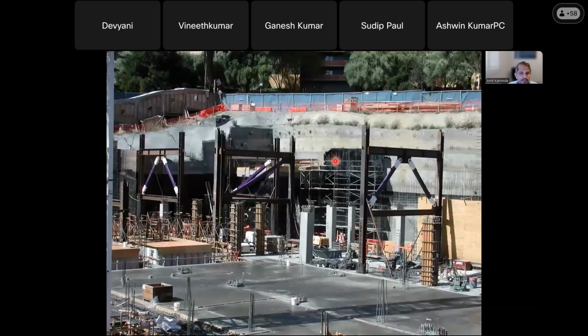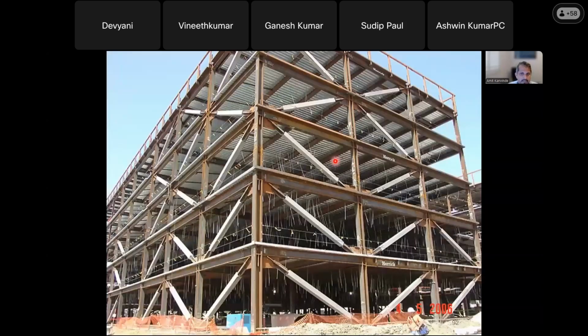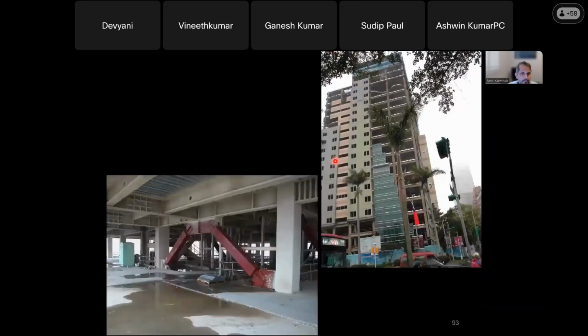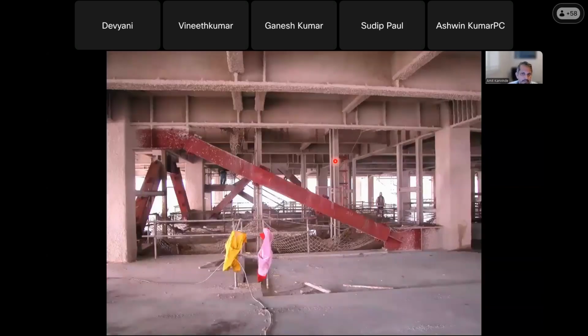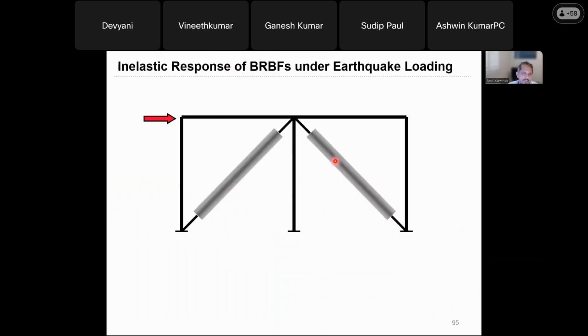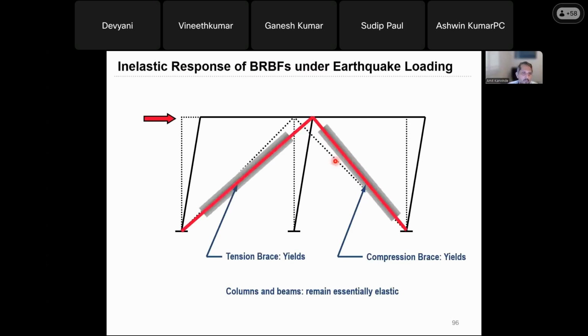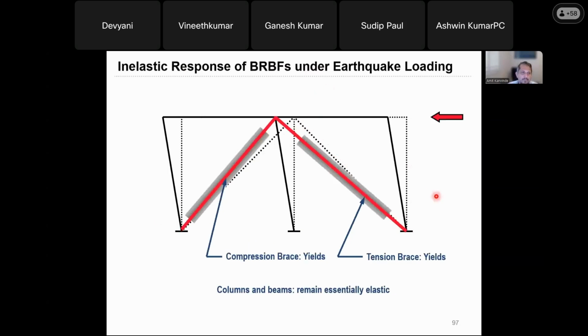Here's more examples of BRBs. They're extremely popular in the US nowadays. And here are some older BRBs in Japan. Okay, the way we expect them to behave is, when you push to the right, instead of buckling like an SCBF, the BRB just yields in compression, whereas the other one yields in tension. When the earthquake goes in the opposite direction, the one that was yielding goes back into compression yielding rather than buckling, and then the other one starts yielding in tension. So again, they're just yielding back and forth.